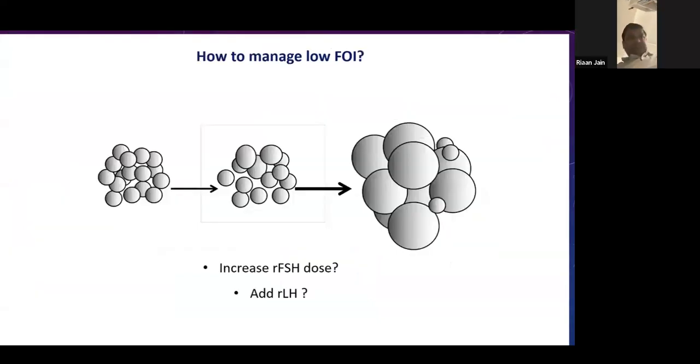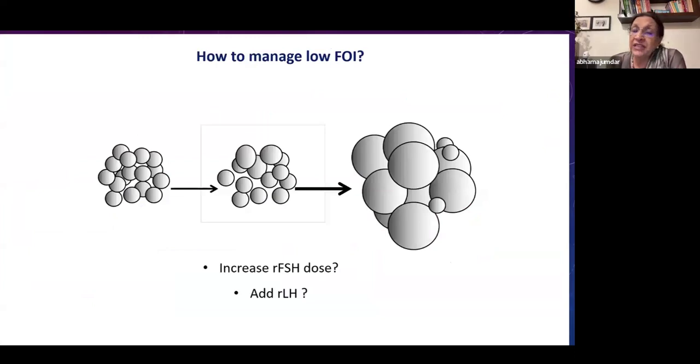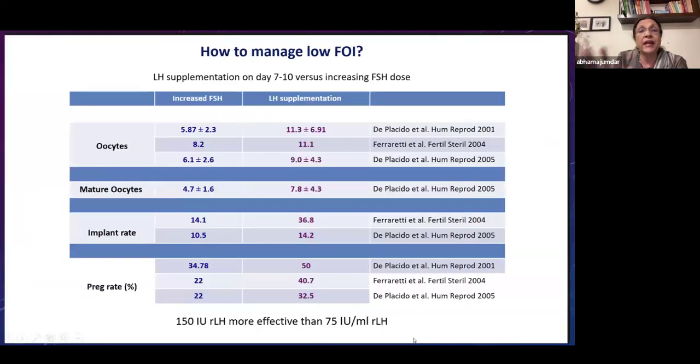Having said that, how do we manage low FOI? One is you increase the FSH dose in the next cycle. Number two is you add LH. So when we look at this, LH supplementation on day 7 to 10 versus increasing FSH dose. So you've seen a patient, you stimulated her with FSH, and after 5 days you called her for an ultrasound and an estradiol estimation. And then in both of them, you found that the stimulation is not what you expected it to be. On one hand, you increase the FSH dose. On the other hand, you start LH supplementation.